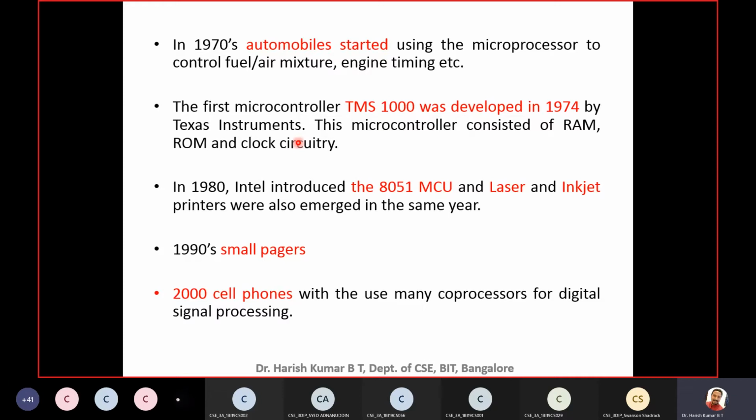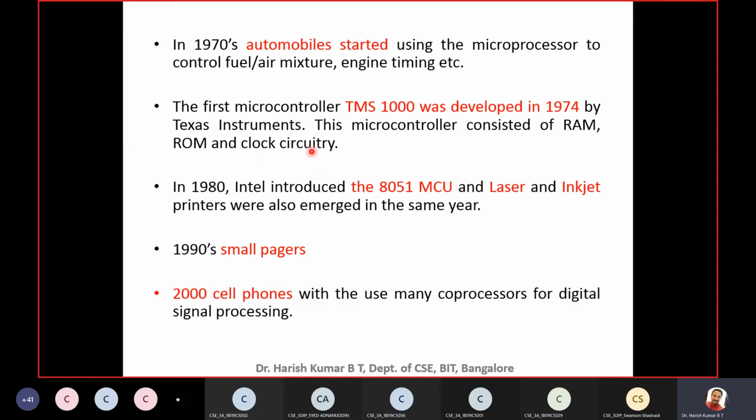What is this clock circuitry? RAM we have already discussed: random access memory, or the main memory. ROM is read-only memory, which stores the firmware. And what is this clock circuitry? As I was already mentioning, for a microprocessor or microcontroller to do any task, you have to supply the clock pulses or the clock cycles. This clock circuitry is responsible for generating the clock cycles required by the microcontroller or the microprocessor. Now how is it going to generate?